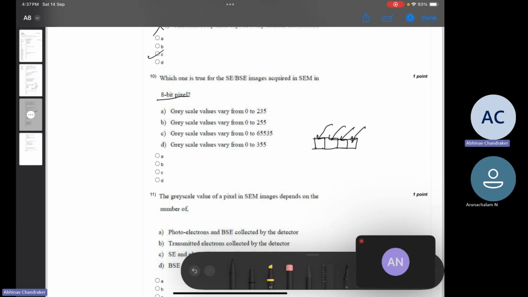Each of these will be different, and together all of them will form one image. So if we have an 8-bit pixel, it means that one pixel can have 2 raised to 8 different grayscale values. A value of 0 will mean that it is totally dark or maybe totally bright, and a value of 2 raised to 8 minus 1, that is 255, will mean that it is totally bright or totally dark. I'm not sure which one is dark and which one is bright, but these are the two extremes, and in between we'll get different levels of gray. So by controlling this, we can form an image. This is how number of bits in a pixel is defined, and the correct value therefore is B, 255.